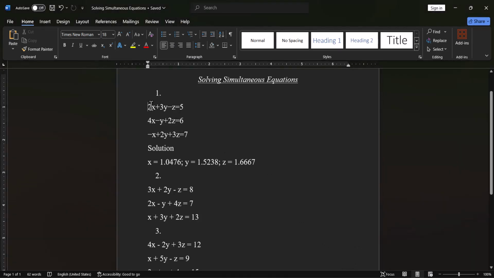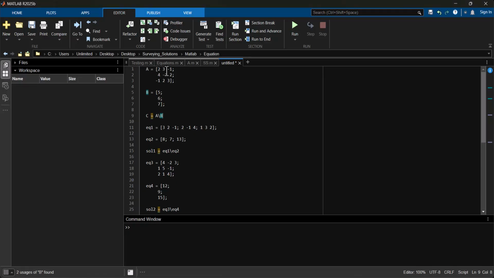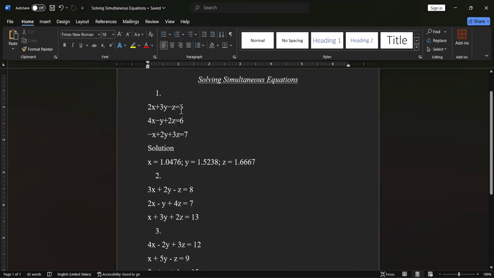So we have 2, 3, minus 1; 4, minus 1, 2; and -1, 2, and 3. If you come down here, you are also going to see 2, 3, minus 1; 4, minus 1, 2; and then -1, 2, and 3. And then b represents the constants that we have on the right hand side. So you can see 5, 6, and 7.